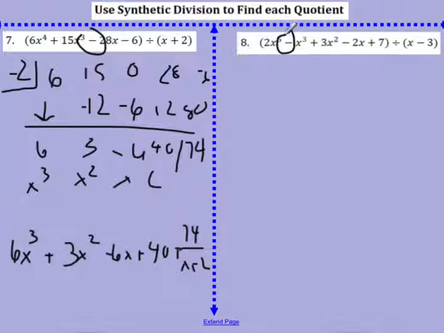Again, there's no x to the fourth term, so I'm going to have to leave a placeholder for that. So I have 2, and then I need to put a 0 in for my x to the fourth, then negative 1, and then 3, and then negative 2, and then 7.